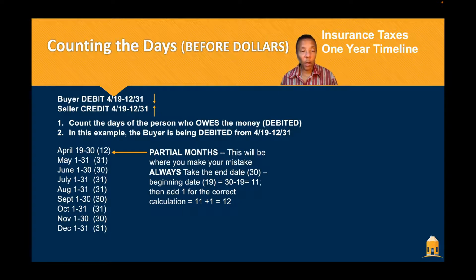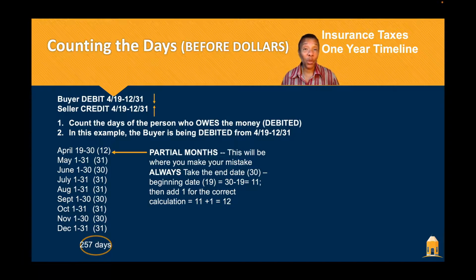So in this scenario, we're going to take 30 minus 19. You're going to get 11, right? And then you're going to add 1. Why am I forcing you to do that? Because we always make a mistake and forget to actually count the 19th. We need to count that day. And if you did it on your fingers, 19 all the way to 30, you would also get the number 12. And so if we add all of that up, that totals 257 days.